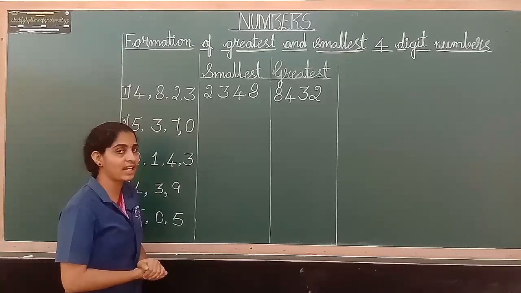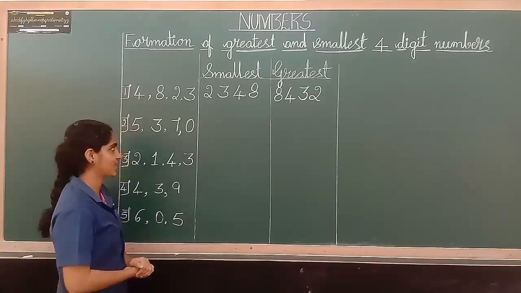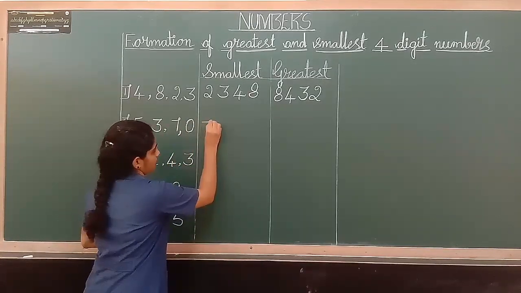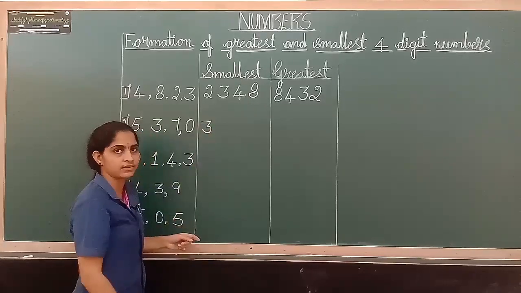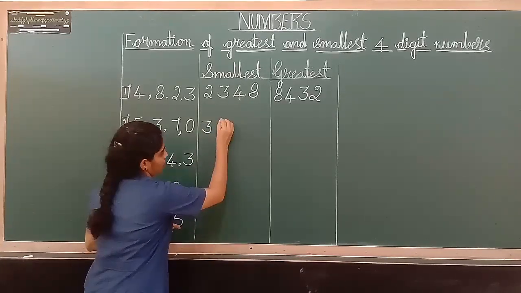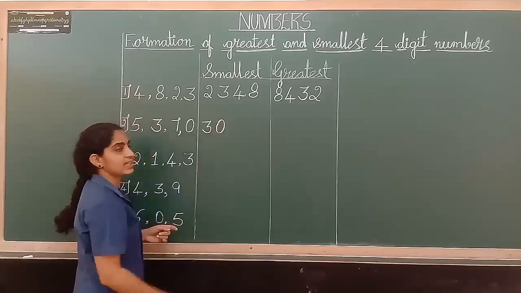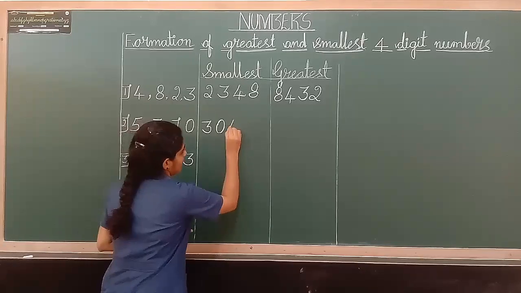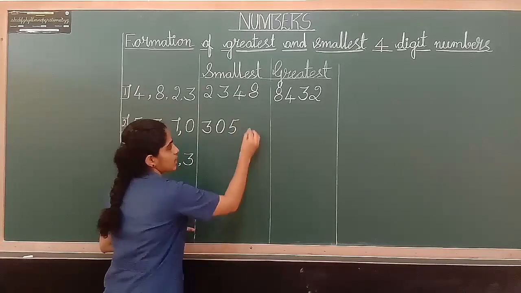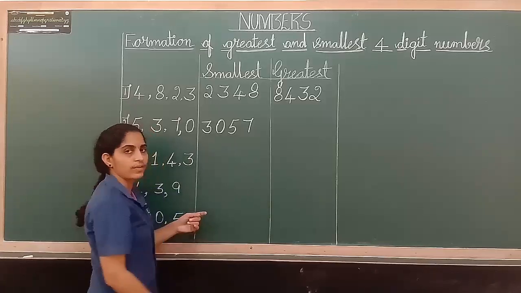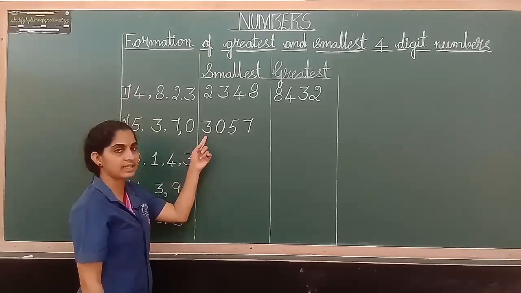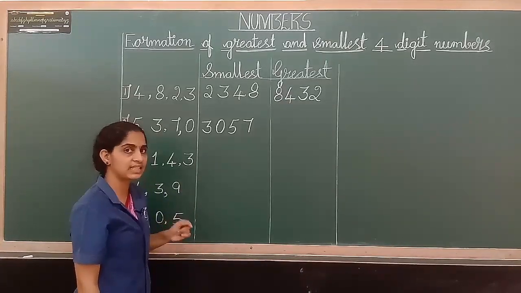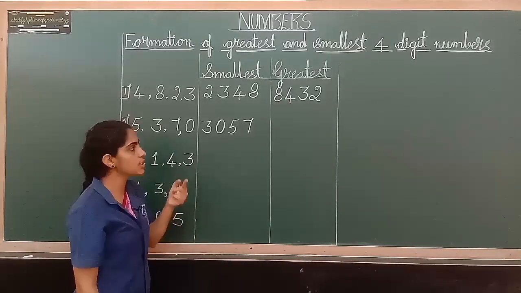So which digit do I have to write first? Yes, 3 should be first. So we have to write 3 first. Then the next digit is 0. And which is the next smaller digit? Yes, very good. 5 is the next smaller digit. And the last one is 7. So we got the smallest number 3057. Next we have to arrange the digits from greater to smaller.